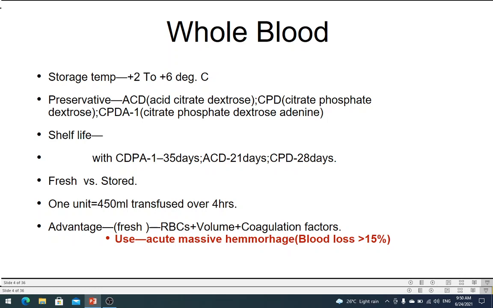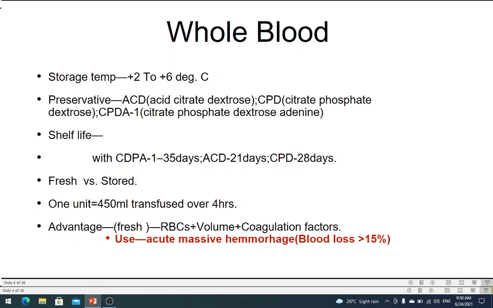Whole blood, I told you, is collected from a donor and it is stored between 2 and 6 degrees Celsius, and you can use various preservatives. The problem with blood, as all of you know, is it will clot, isn't it? Once it goes out of the body, that clotting, that coagulation cascade comes into play, and the blood will clot, and then you cannot use it for anything.